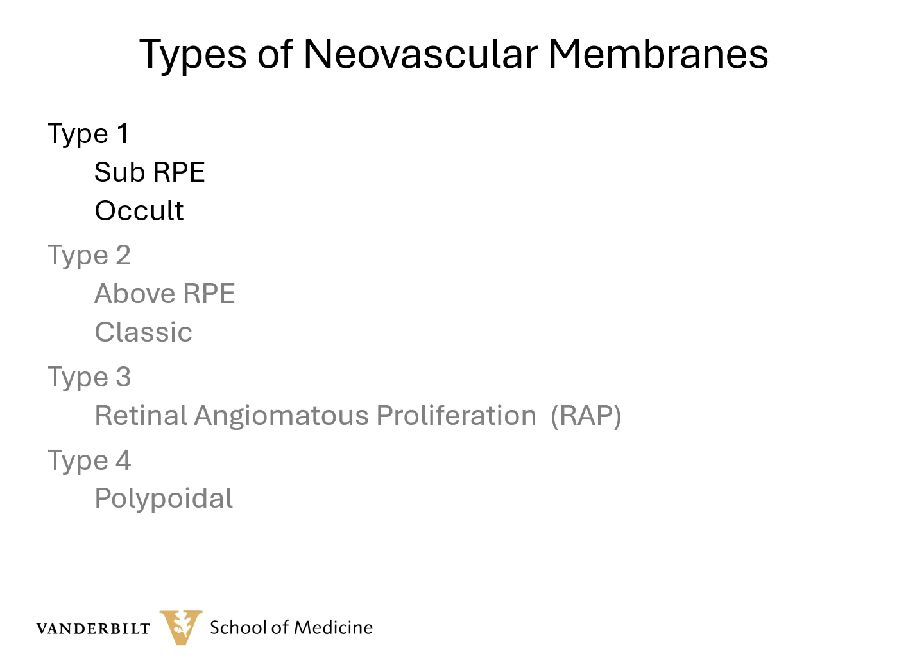We knew the membrane was there clinically because of hemorrhaging and edema, and angiographically because of hyperfluorescence and leakage. But we could not visualize the extent of the membranes because they are under the RPE, thus the original term occult.